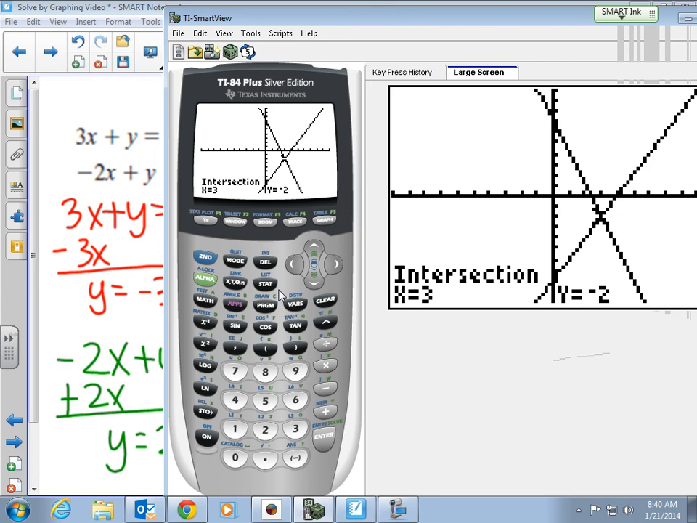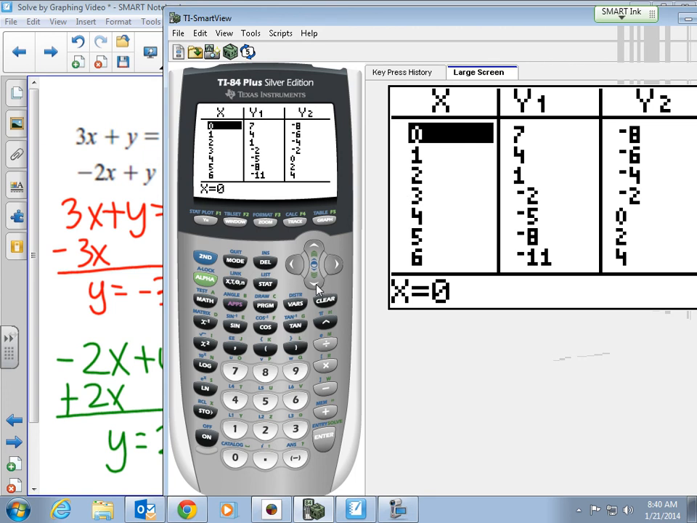Now, not all the time are we going to get integers. Many times we're going to get fractions. The calculator would give it to you as a decimal, so then we're going to have the calculator turn it into a fraction for us. So once you have your intersection, which remember we could also find from the table, if I go to 3, notice how I'm at negative 2 and negative 2. So that confirms that that is my answer.